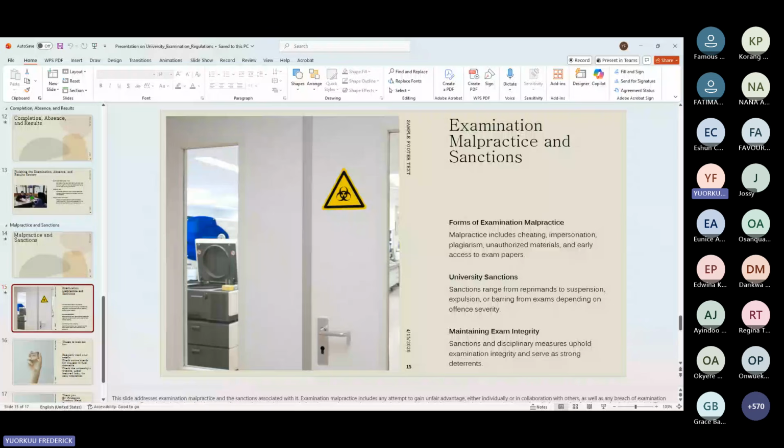Maintaining exam integrity. Sanctions and disciplinary measures uphold examination integrity and serve as strong deterrents. So for instance, you are a University of Ghana student, then you are in town and you hear, oh, as for University of Ghana, when you're going to write their exams, you can even send pieces of paper into the exam hall and just copy.